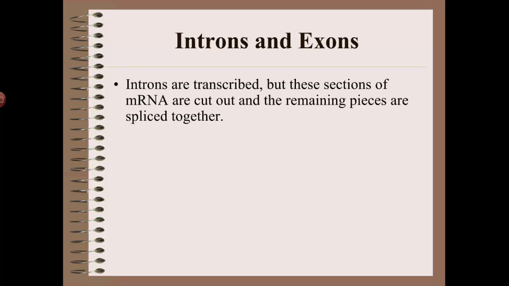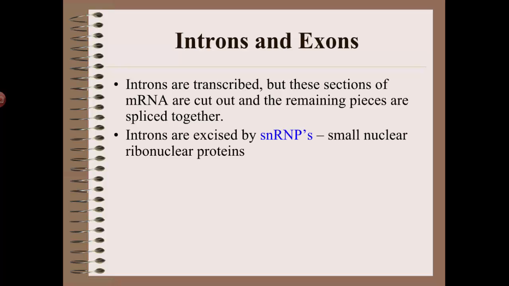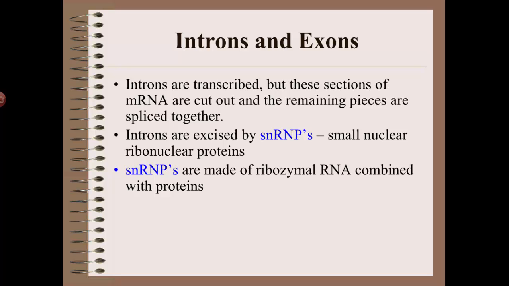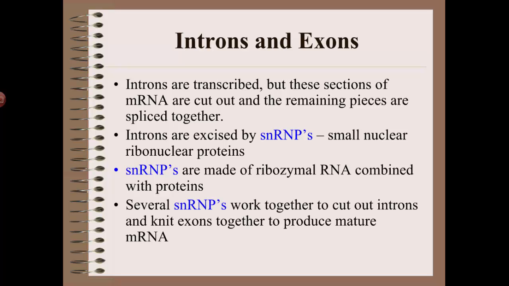So the unimportant part of the information is still in the transcript, and we need to take it out. It needs to be cut out. There are small nuclear ribonucleoproteins, which we call SNRPs. Their job is to cut out these introns, these pieces of information that aren't important. They're made of ribosomal RNA combined with proteins. A bunch of them work together and they cut out the introns. And then they also splice the exons together to make what's called mature messenger RNA. The sentence is complete and easy to understand, and that's what's sent out to be translated.